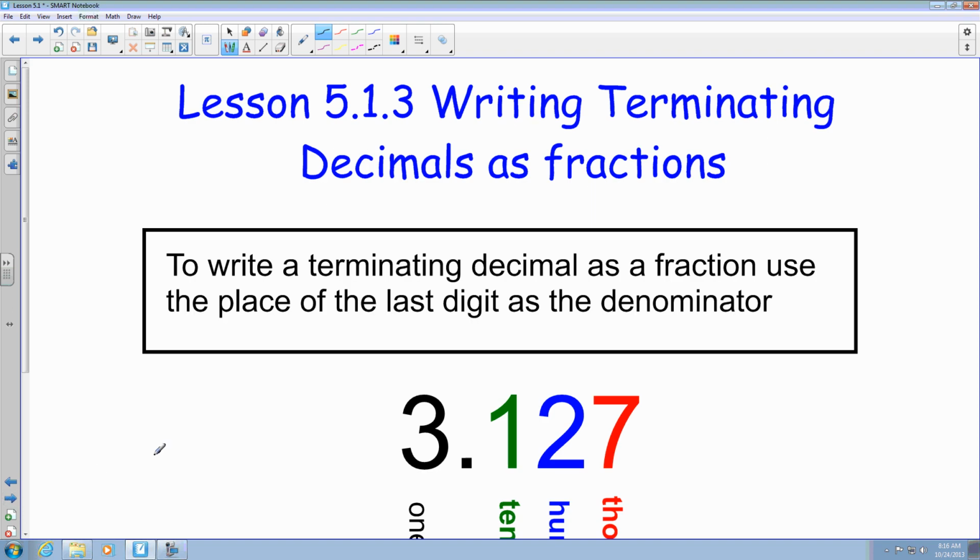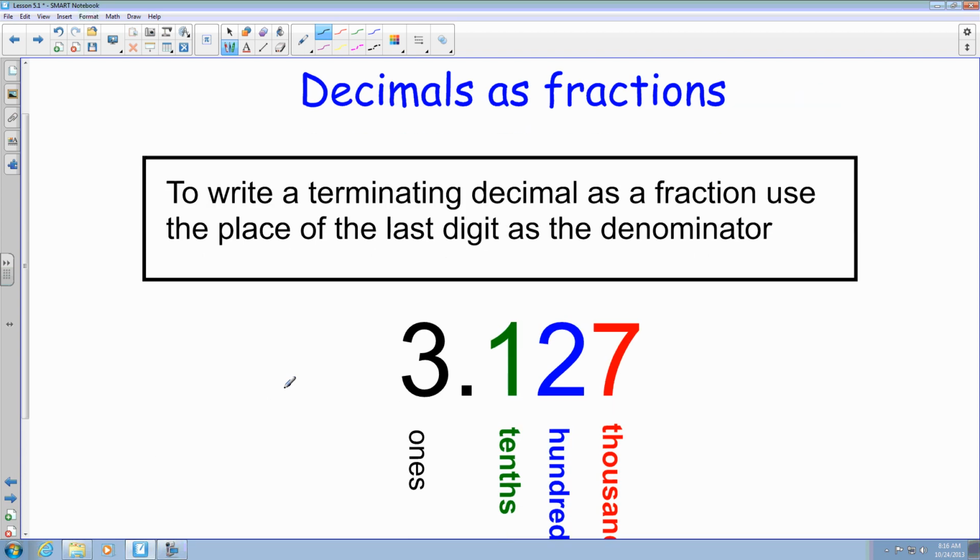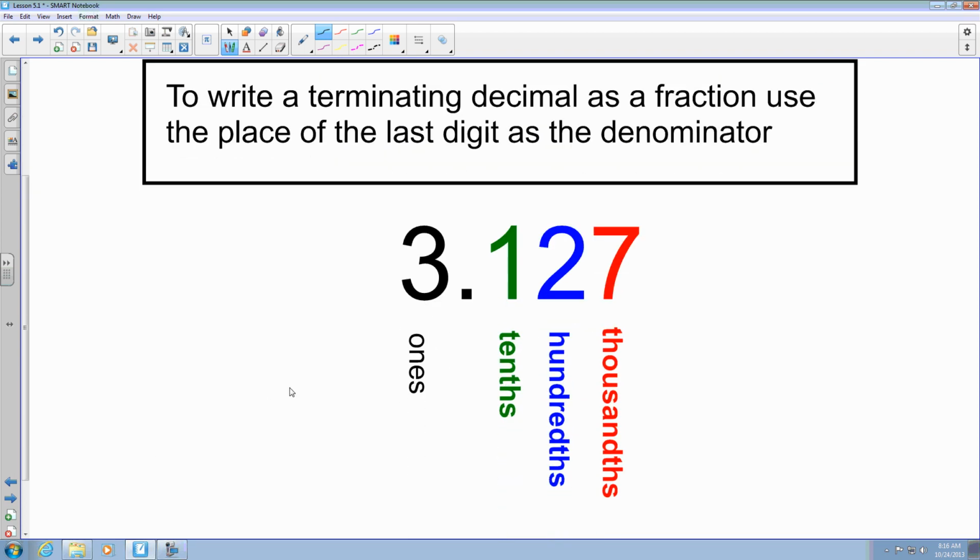Another thing we're going to talk about is being able to write decimals as fractions. And again, this is a quick tutorial of what the digits are. This is my ones digit, this is my tens, this is my hundreds, and this is my thousands. To write a terminating decimal as a fraction, use the place of the last digit as the denominator.